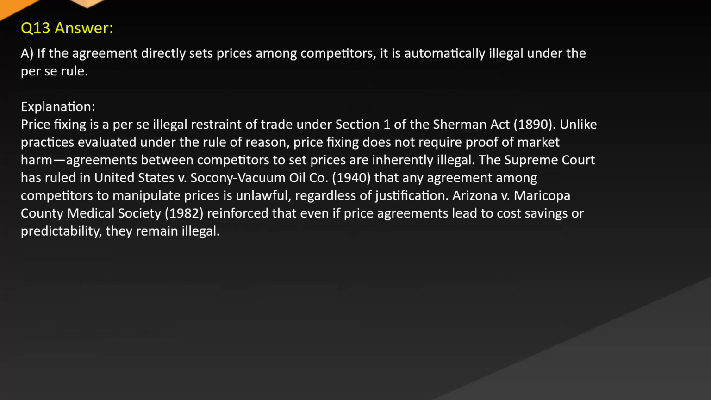Answer: A. If the agreement directly sets prices among competitors, it is automatically illegal under the per se rule. Explanation: price fixing is an illegal restraint of trade under Section 1 of the Sherman Act, 1890. Unlike practices evaluated under the rule of reason, price fixing does not require proof of market harm. Agreements between competitors to set prices are inherently illegal.